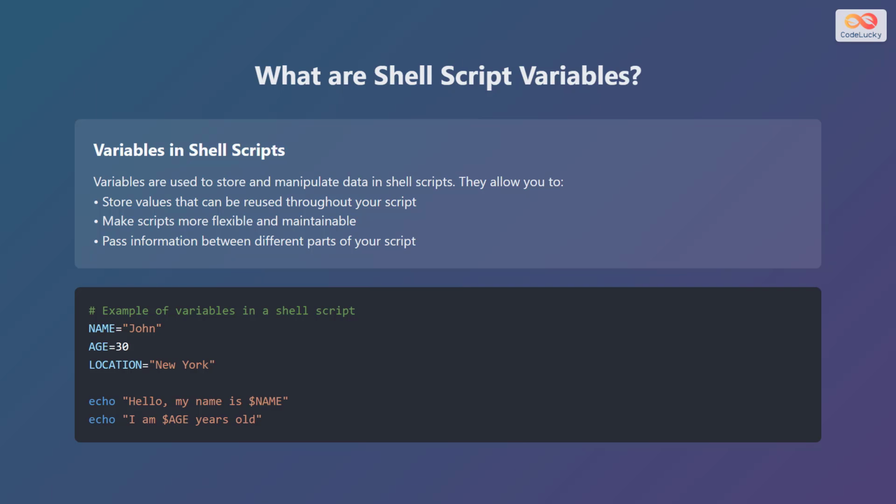Consider these examples of variables in a shell script. We define a variable called name and assign the string value John to it. Then we create a variable called age and assign the integer value 30 to it. Similarly, we create a variable named location and assign the string New York to it. Finally, we use the echo command to print a greeting that includes the values of the name and age variables. Specifically, the first echo statement prints "Hello, my name is $name", and the second prints "I am $age years old".